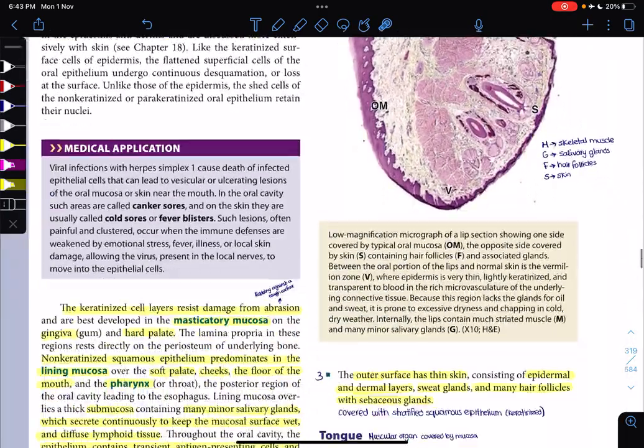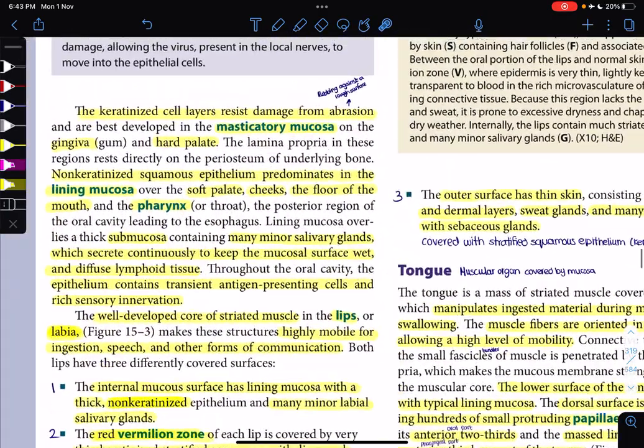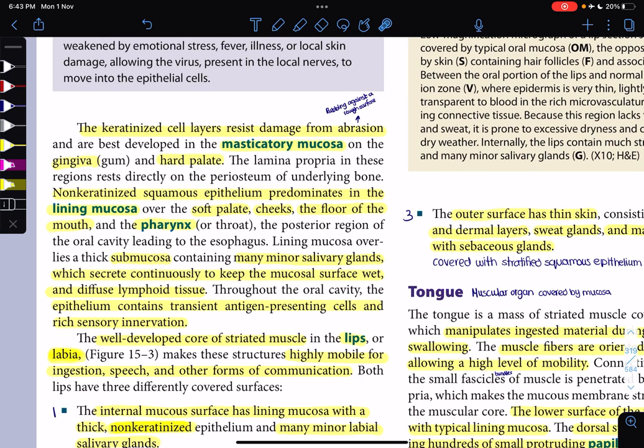Okay? So the keratinized cell layers resist damage from abrasion. Abrasion means rubbing against a rough surface. So the keratinized cell layers help in resisting damage from abrasion and are best developed in the masticatory mucosa on the gingiva, which are the gums, and hard palate. So the gingiva and the hard palate have keratinized cell layers.